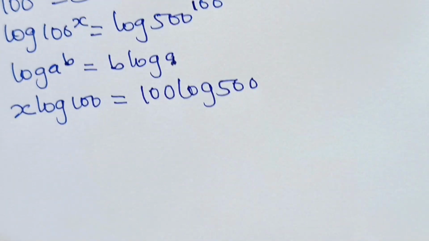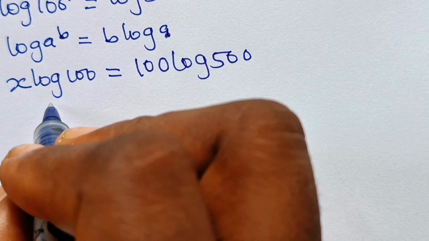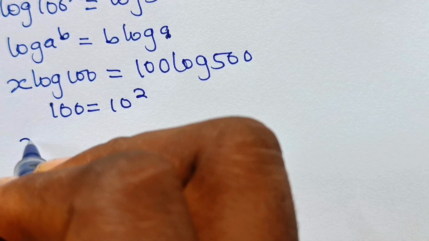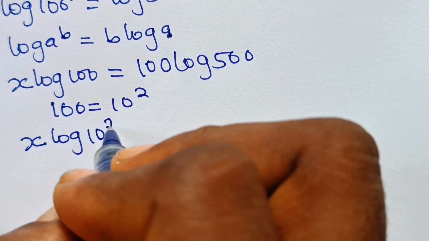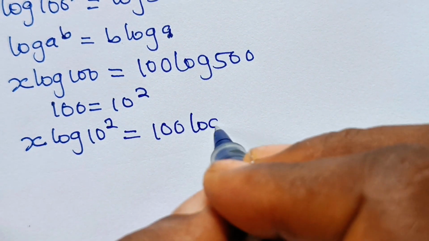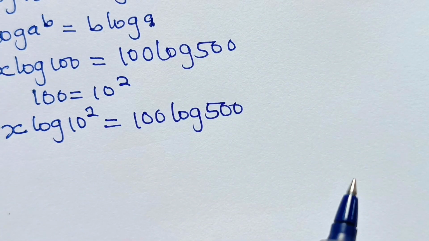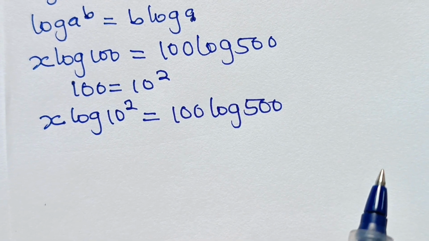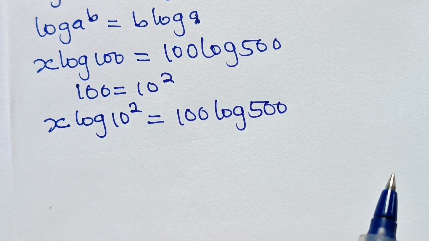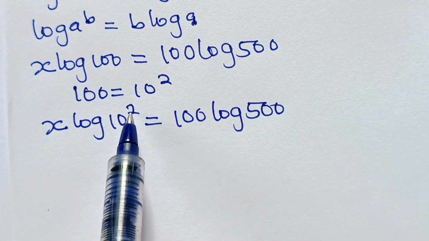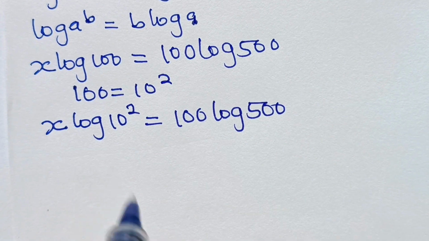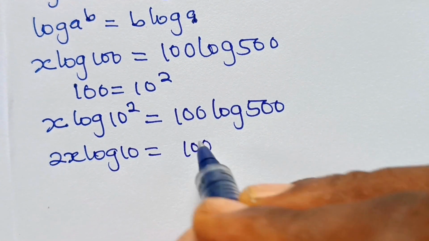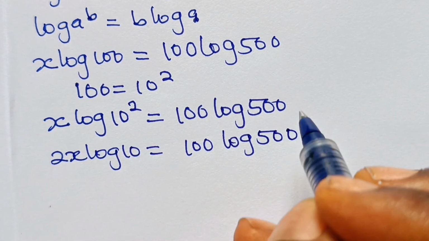Now remember that 100 is equal to 10 to the power of 2. So that means that we can write this as x log 10 to the power 2 is equal to 100 log 500. Now, at the end of the video is where I prove that the answer we got is correct. So I would like you to watch to the end and see that. It's actually very interesting. Now recall that we can bring this 2 down to multiply x. So we are now going to have 2x log 10 is equal to 100 log 500.